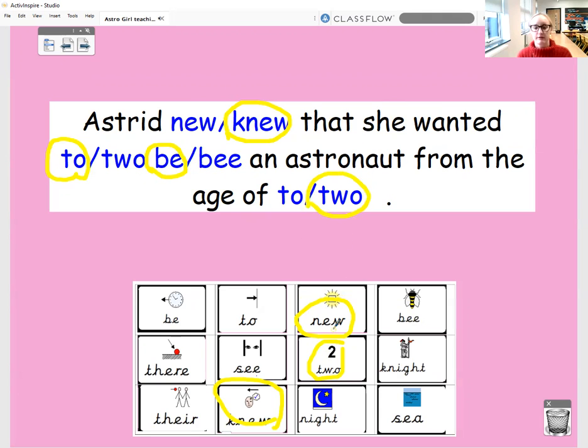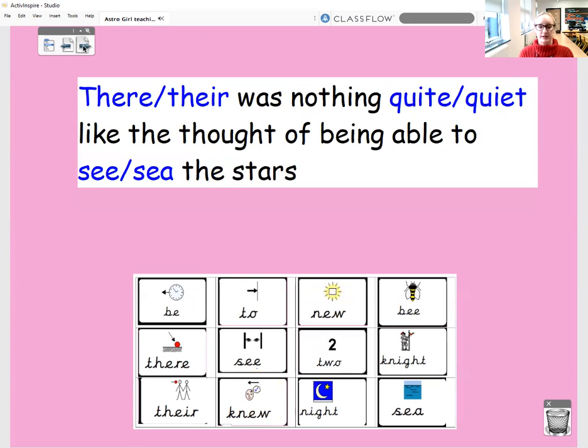Let me check. Yeah. Fab. Let's have a little look at another sentence I've got. Oh, this is a bit of a challenging one. So this has got my challenge words in it. Okay. So I've got, there was nothing quite like the thought of being able to see the stars. There. So we talked a bit about this, didn't we? As in this one here shows us the possession of something. We're not talking about possession in this context. So the correct homophone spelling is here.